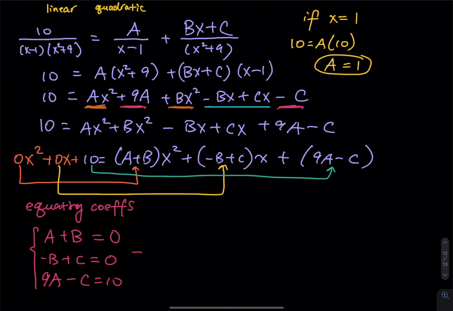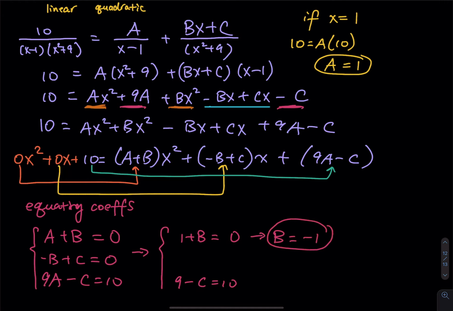So we have 1 plus b equals 0, and 9 minus c equals 10, right? That tells me b is equal to negative 1. I got b. And this tells me c is equal to 9 minus 10, which is also negative 1. So the system can be solved almost immediately. So don't underestimate those little convenient values. All right, now we got a, b, and c, and then we plug it in, and then we integrate.